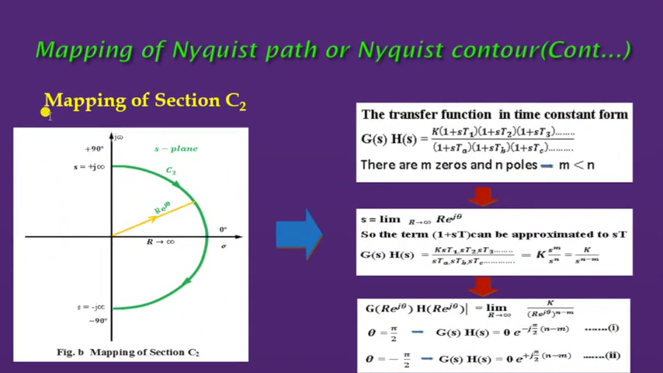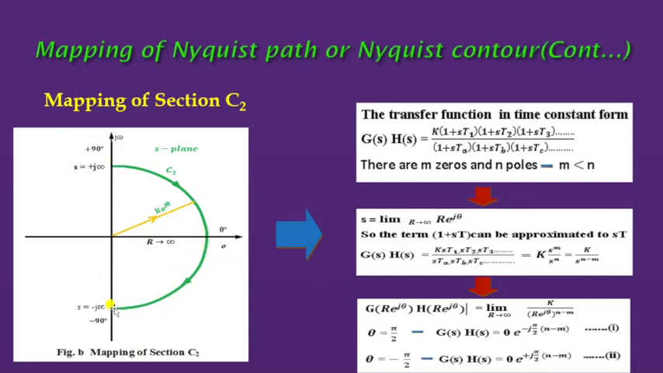Then I will discuss mapping of section 2. So this is section 2, C2. The section C2 of the Nyquist contour is a semicircle of infinite radius. That means R tends to infinity. Therefore, every point on section C2 has infinite magnitude, but the argument varies from plus 90 to 0 to minus 90.